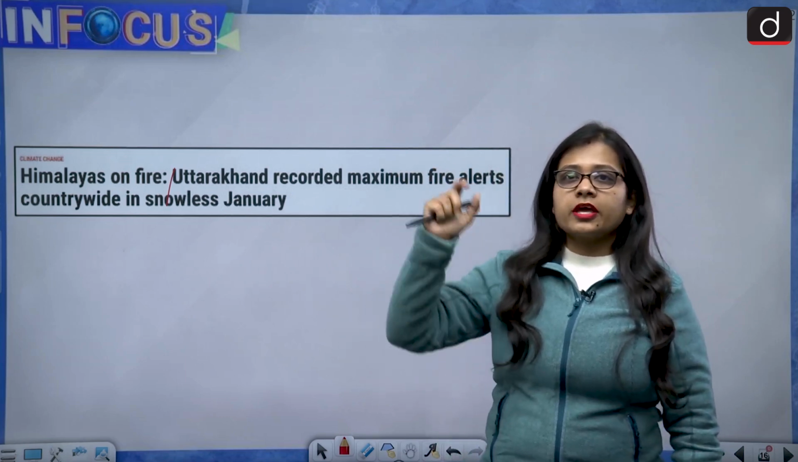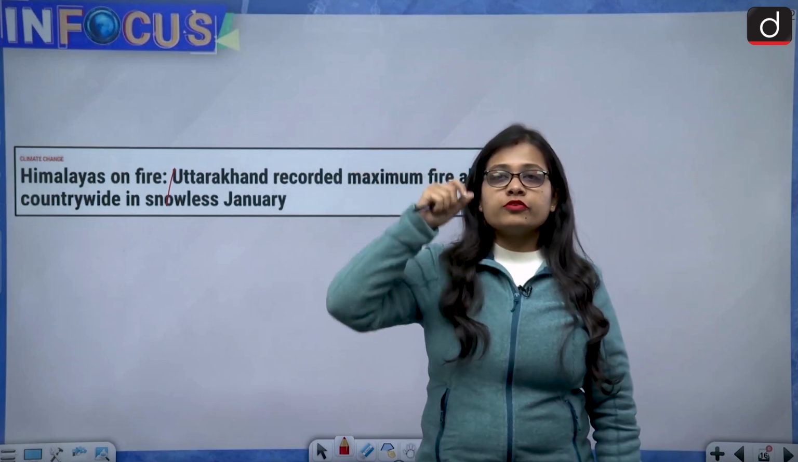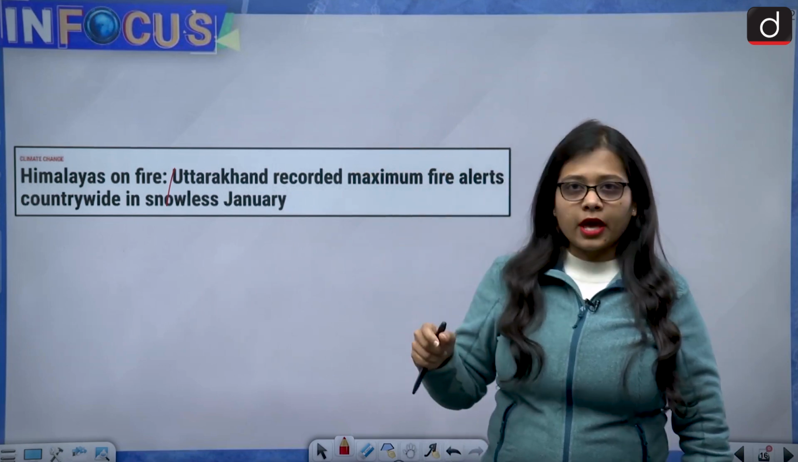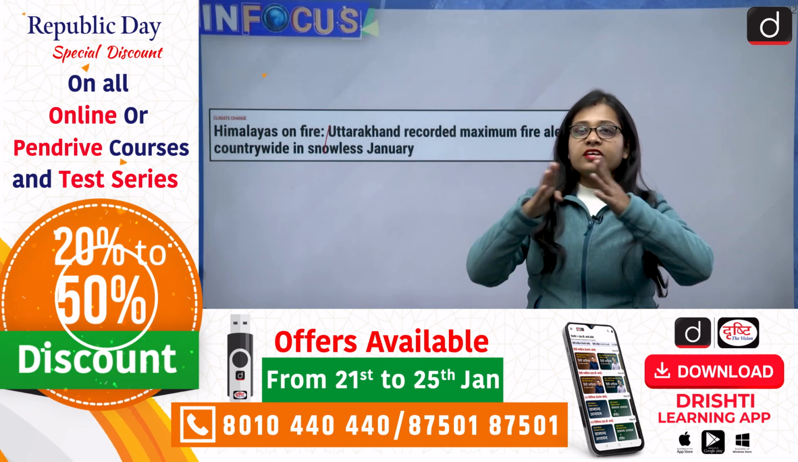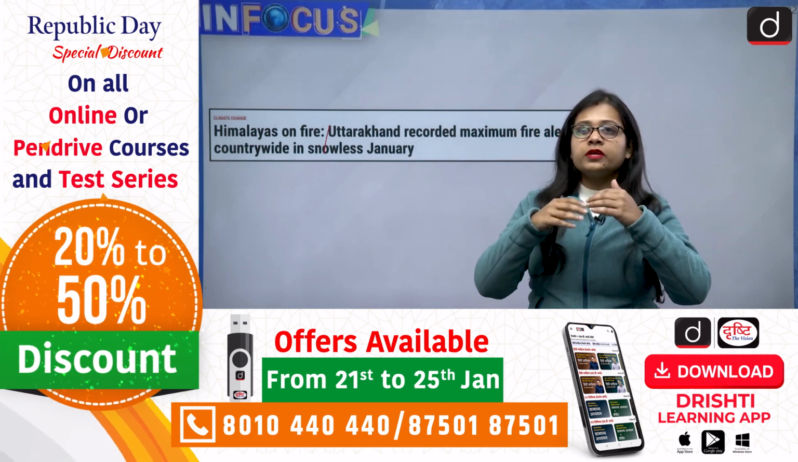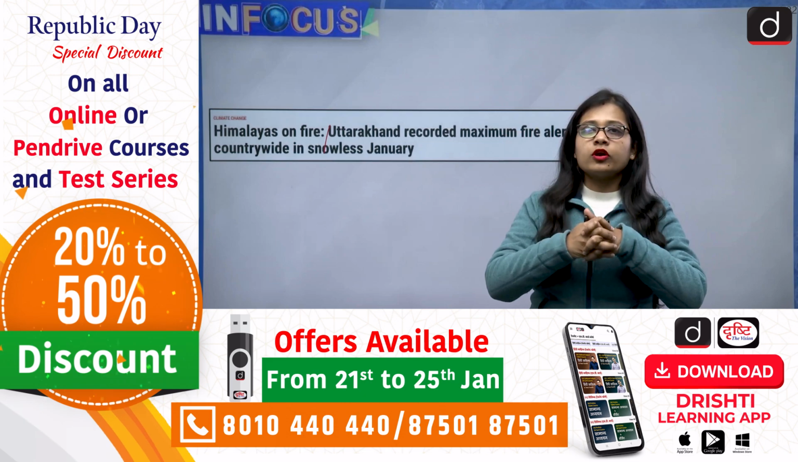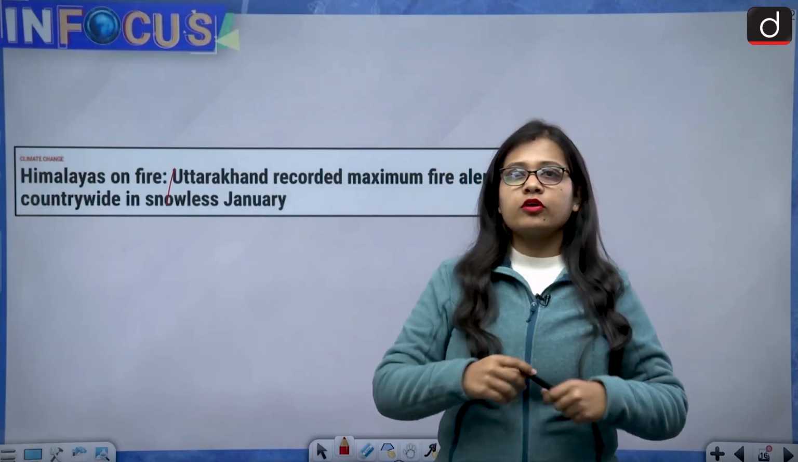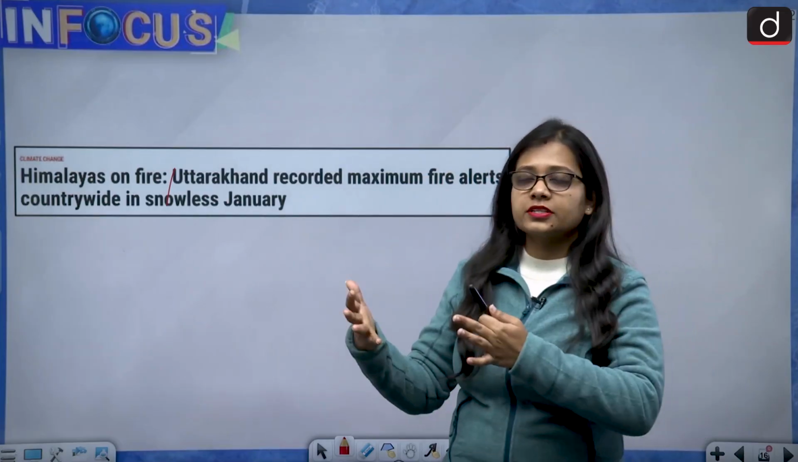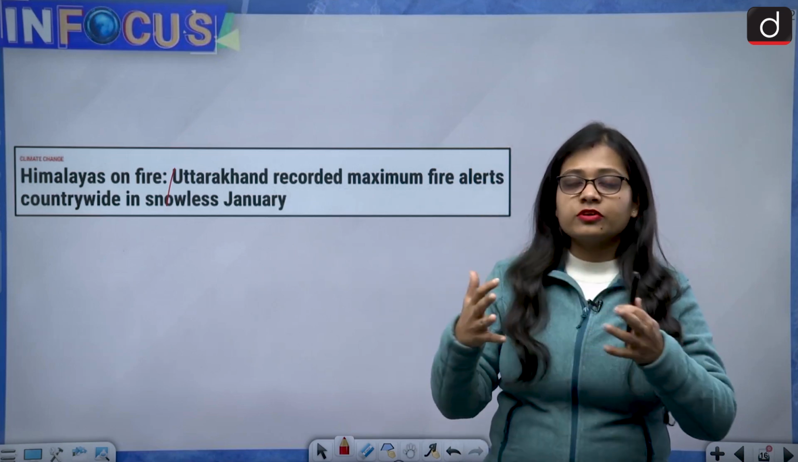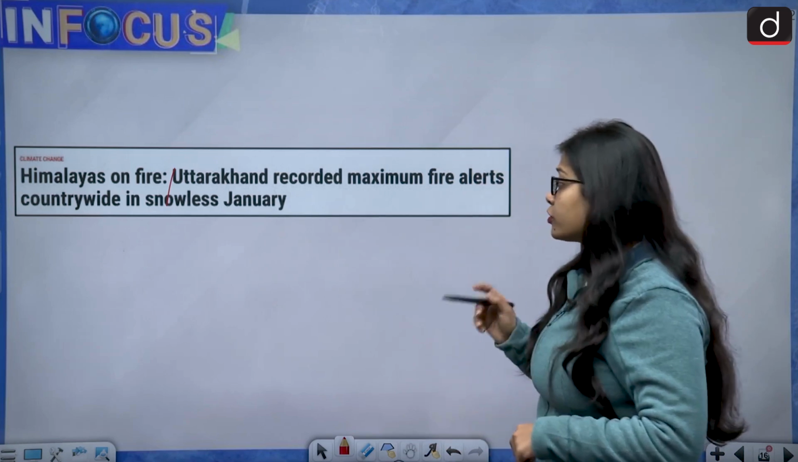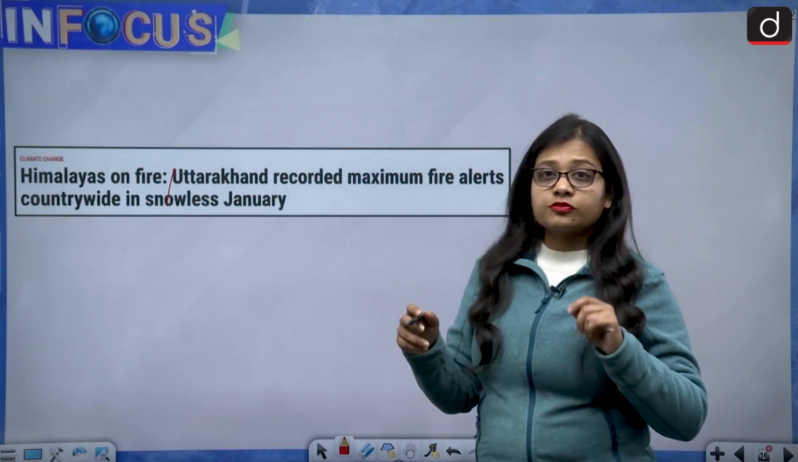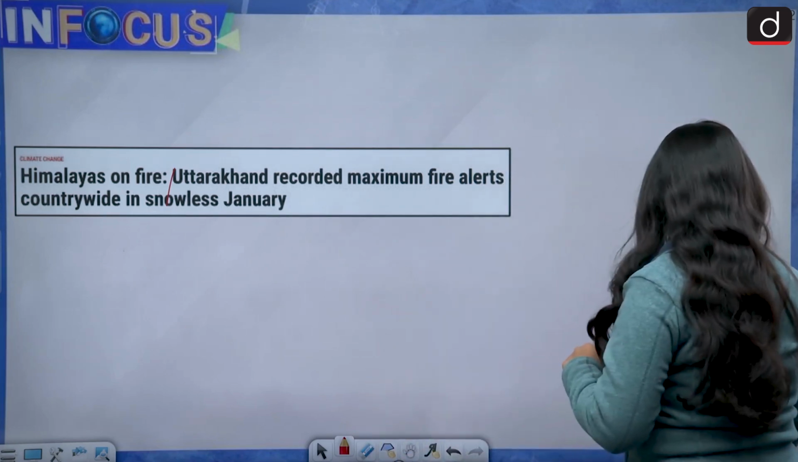But this time in the Himalayas, at the higher altitudes, we are able to see that snowfall is not happening. The rain is not taking place. The beautiful snowfall, and the tourism which used to be there because of the snowfall, is not happening this time. So January is going snowless, and because of this the problem of forest fire can be seen.